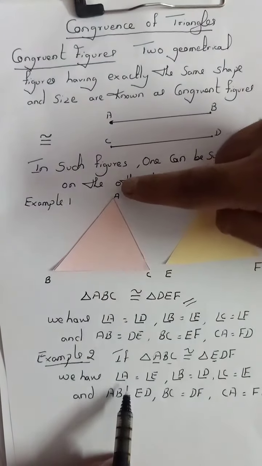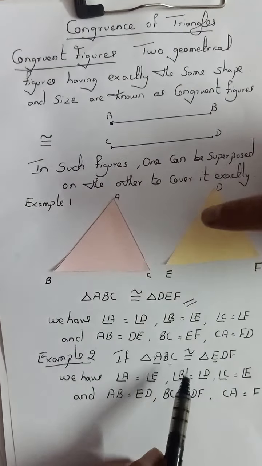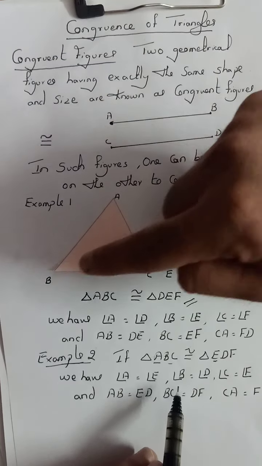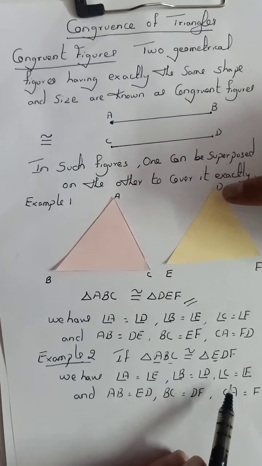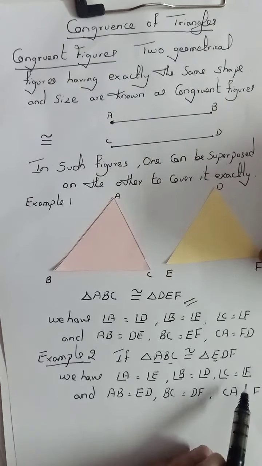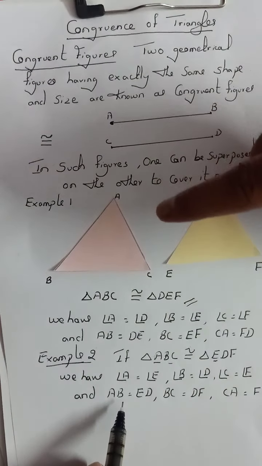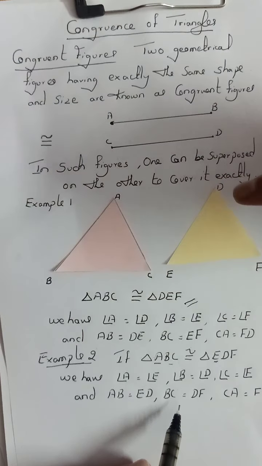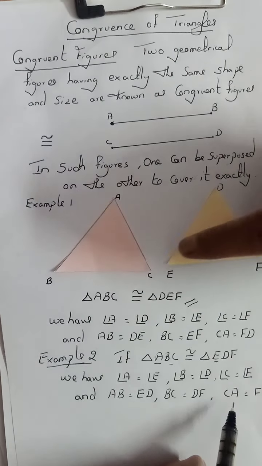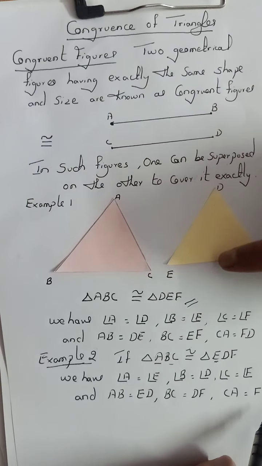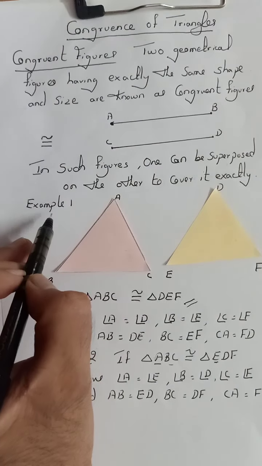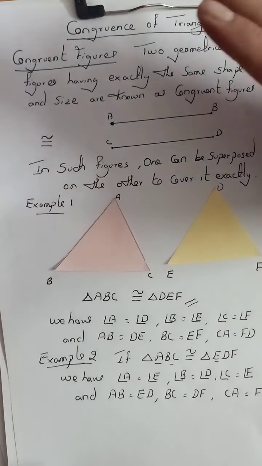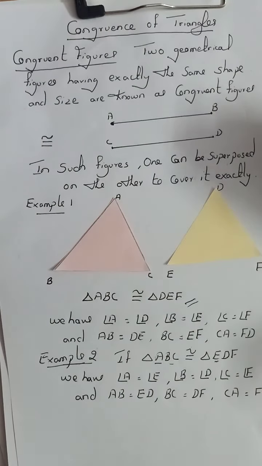So we'll see the figure. If these two triangles are congruent, then angle A will be equal to angle E, angle B will be equal to angle D, and angle C will be equal to angle F, and AB will be equal to ED, BC will be equal to DF, and CA will be equal to EF. So there is a lot of difference between these two. The children get confused, so you have to understand this one. Now, clear? I think you have understood the meaning of congruent figures.